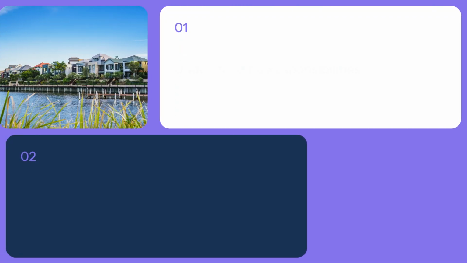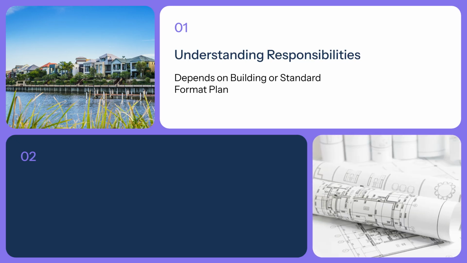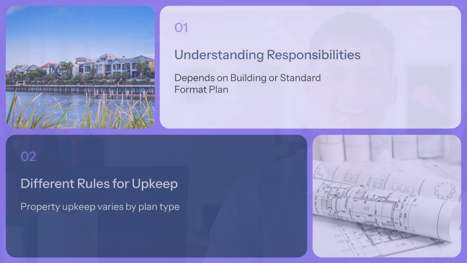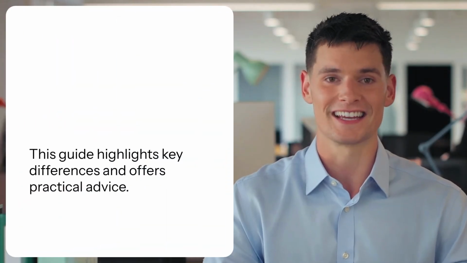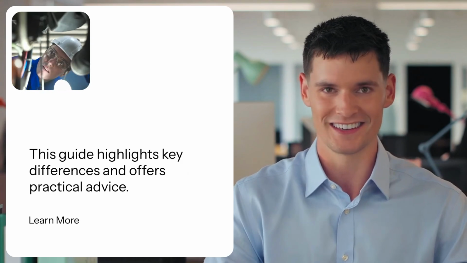In Queensland, responsibilities depend on whether the scheme is registered under a Building Format Plan, BFP, or Standard Format Plan, SFP. Each has different rules for property upkeep. This guide highlights the key differences and offers practical advice on managing maintenance for both formats.